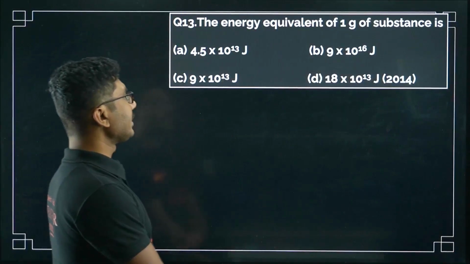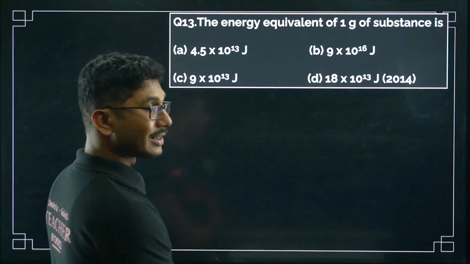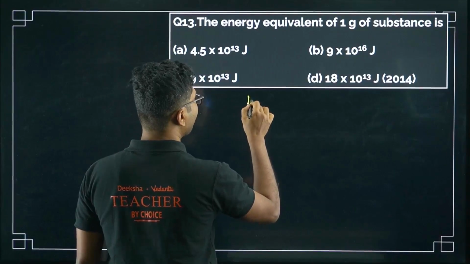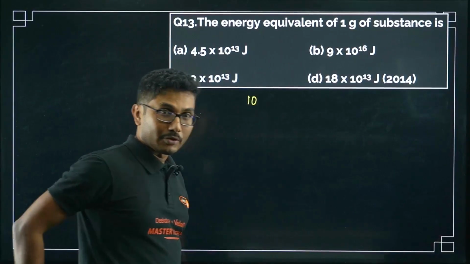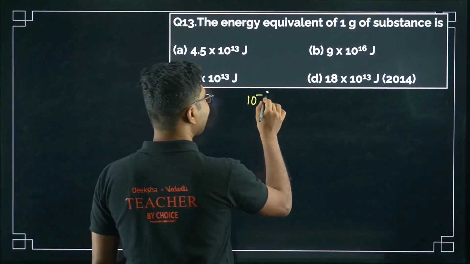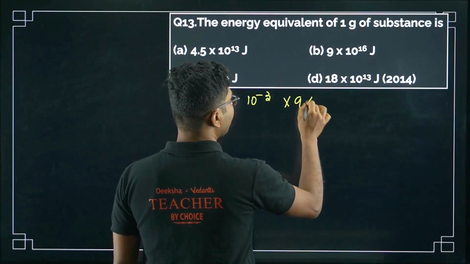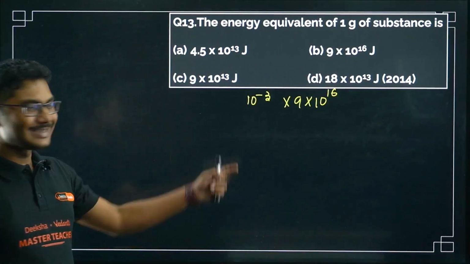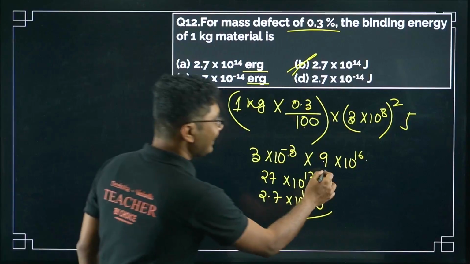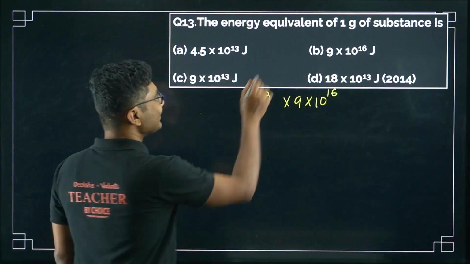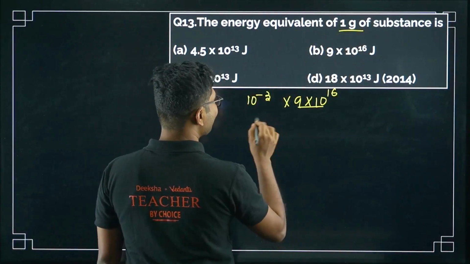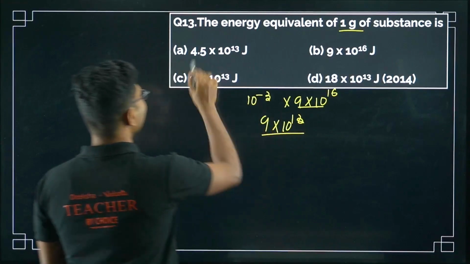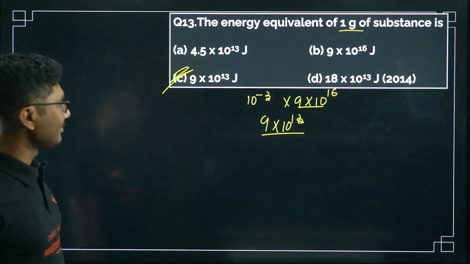The energy equivalent of 1 gram of substance is. So let's see, this is very easy. 1 gram is 1 upon 1000 gram, that is 10 to the power of minus 3 kg, and into 9 into 10 to the power of 16, right? MC square. So directly I have used the previous question. C square is nothing but this. So 1 gram means this one. So it will be 9 into 10 to the power of 13 joules. Okay, correct answer is this one.